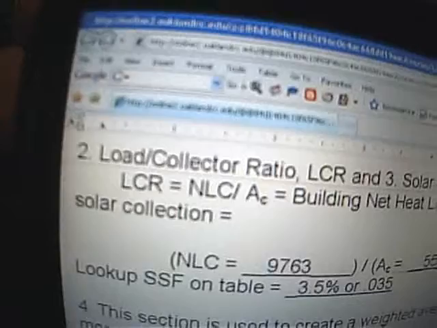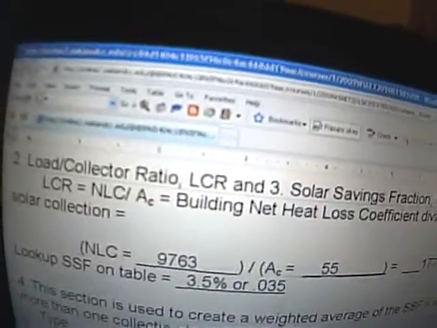So if you go back to your handout on solar savings fraction from week number 5, open it up and scroll down past the net heat loss coefficient, past the NLC, and now you're on number 2 of that handout. It's called the load to collector ratio. It actually has load/collector ratio in writing, and then it says LCR and number 3 solar savings fraction. So take a look. See, load to collector ratio, LCR, and 3 solar savings fraction, SSF. That's what they stand for.